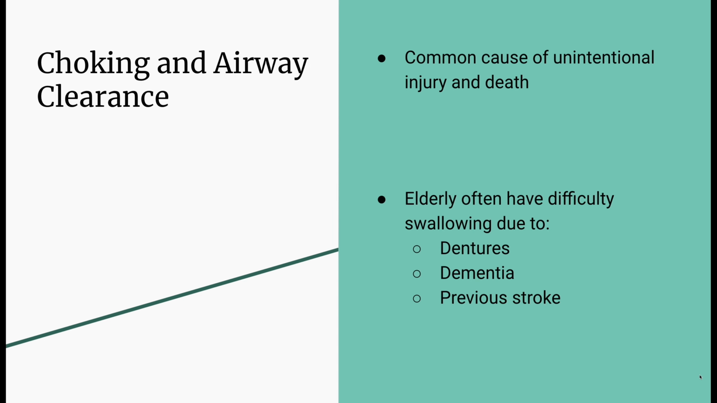Choking is a common cause of unintentional injury and death. Over half of the people who die from choking are over the age of 70. Food is often responsible for choking incidents in the elderly, especially those who have difficulty swallowing or have dentures. Many people who have dementia or who have had a previous stroke have difficulty swallowing.